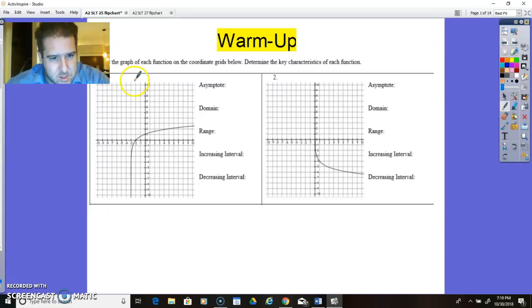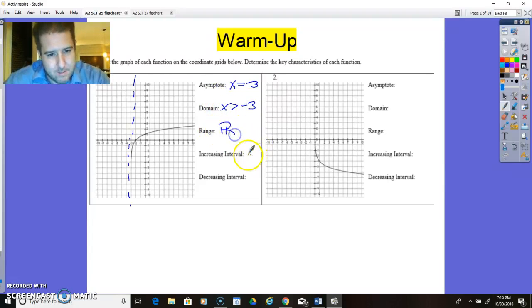This is a logarithmic function, so this has an asymptote of x equals -3. So right here at -3 is the line which it'll never reach. It has a domain, which is everything to the right of -3, or greater than it. It goes up and down infinitely. It's increasing the entire time when x is greater than -3, and it's never decreasing.